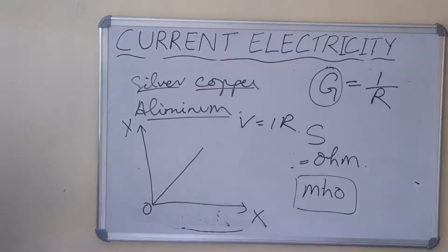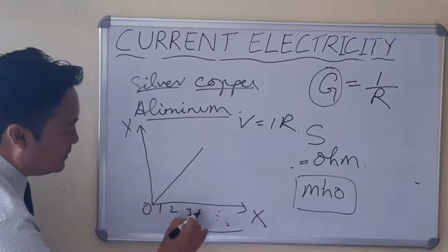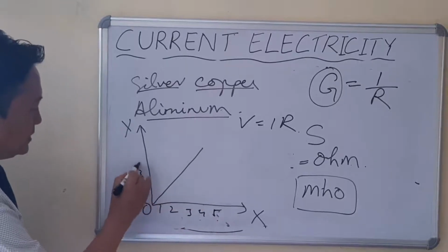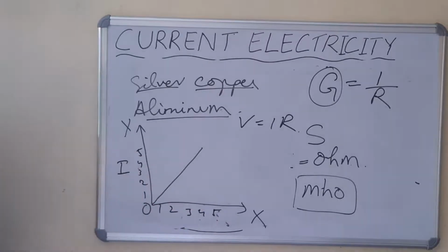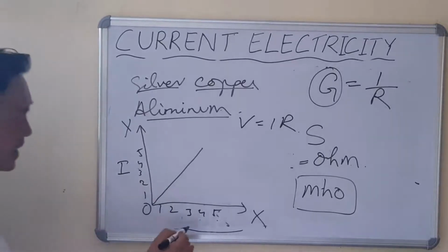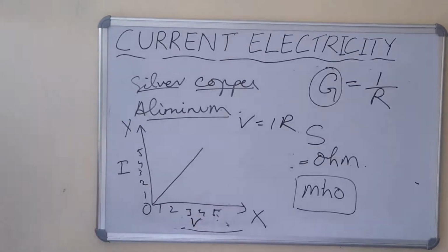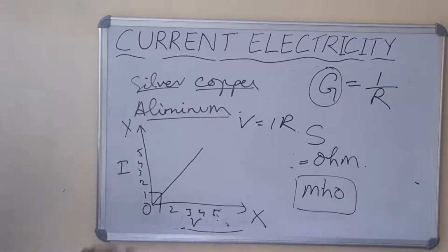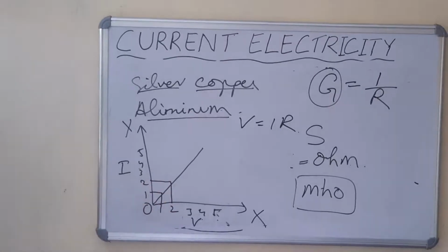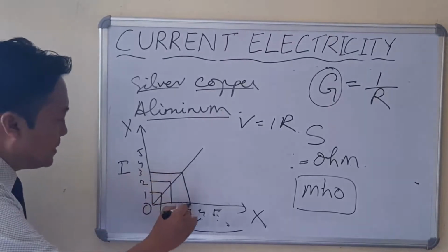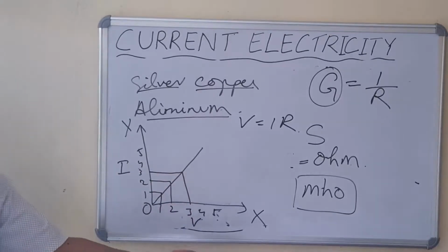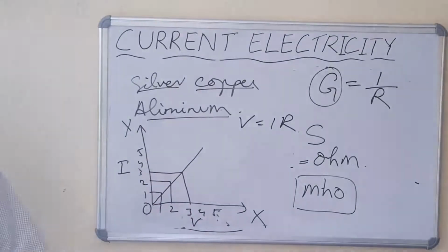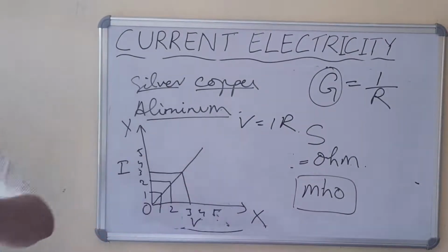Now how it works: if I write 1, 2, 3, 4, 5 here, the y-axis represents current and the x-axis represents potential difference. If the current is 1 ampere, the potential difference will be 1 volt. If the current is 2 ampere, the potential difference will be 2 volt. If it is 3 ampere, 3 volt, and so on. So they are directly proportional. These are known as ohmic resistors.